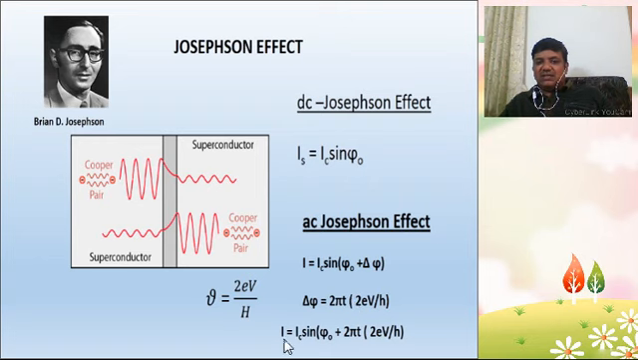So I is equal to Ic sine of phi naught plus del phi. You can substitute this value here instead of del phi. So the AC Josephson effect is nothing but, if you apply a DC voltage across the junction, then an AC current is produced, and the frequency of that AC current is nu equal to 2eV by h.